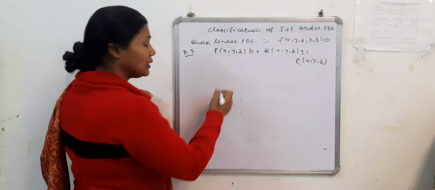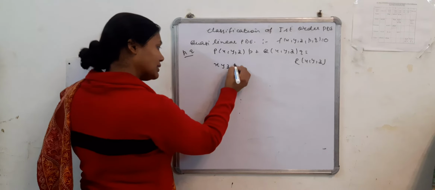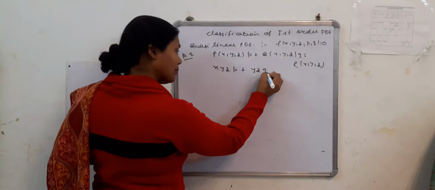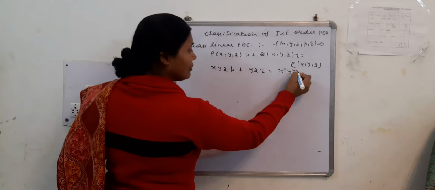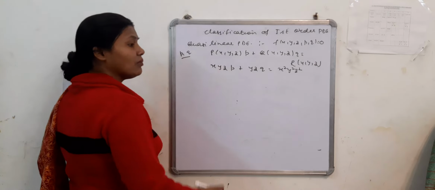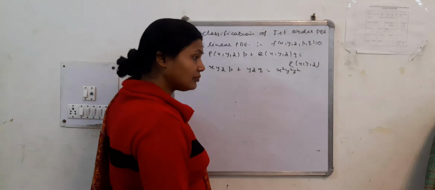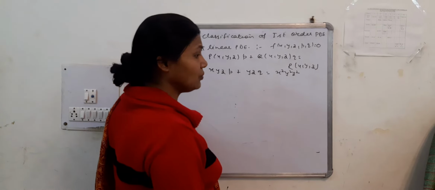For example, you can take the example of x, y, z, then we have y, z here, q has come, and this is x square, y square, z square. This is the form of the quasi-linear equation.